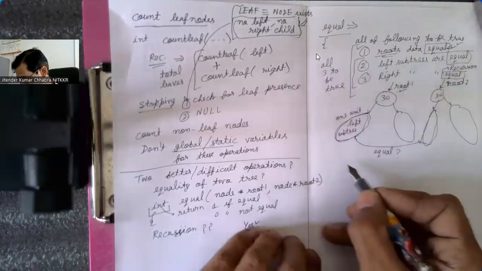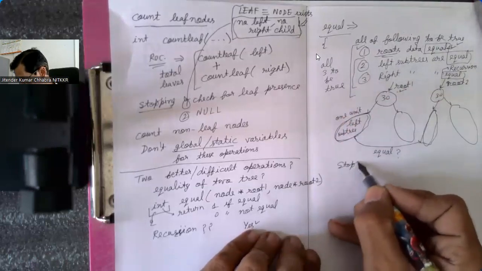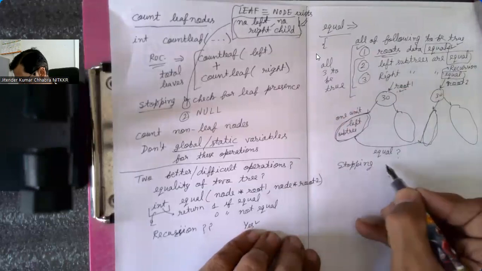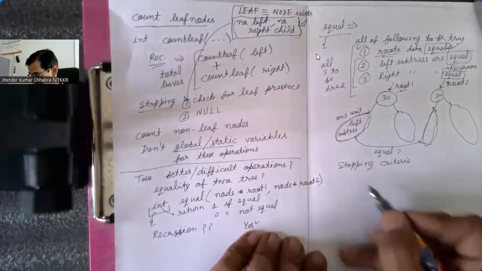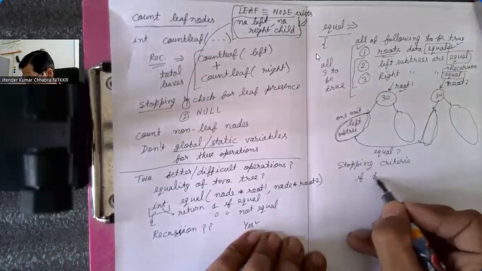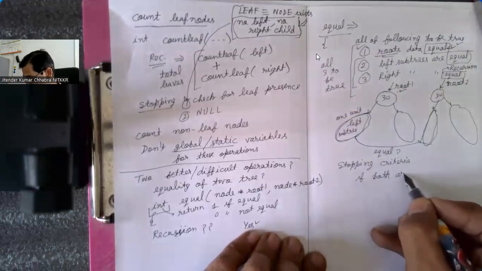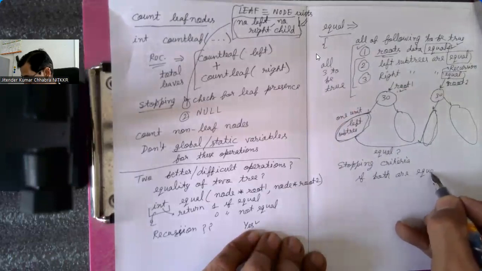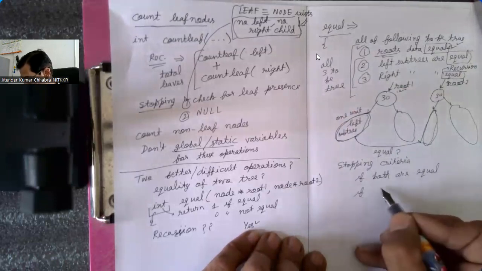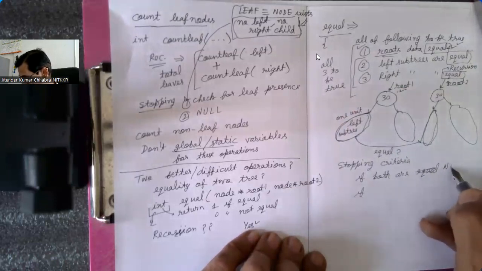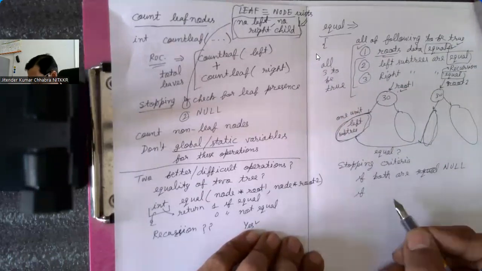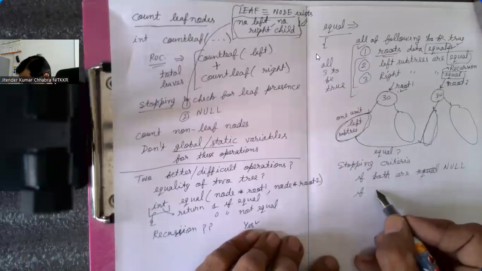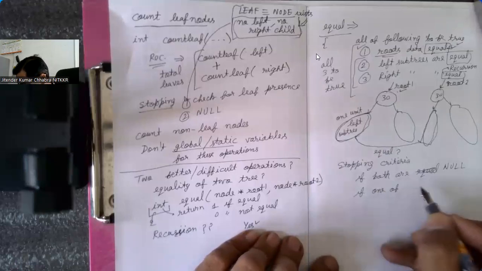Stopping criteria, obviously you can think. So think of stopping criteria. If both are equal, can I conclude something? You can guaranteedly tell yes. If both are null, sorry, if both are null, you can guaranteedly tell whether they are equal or not. Both are null, so they are equal. One of them is null and the other is not.